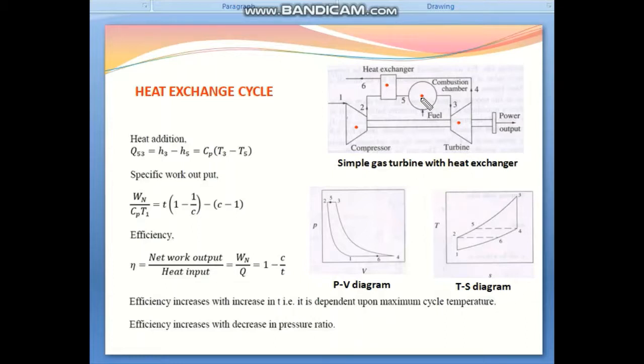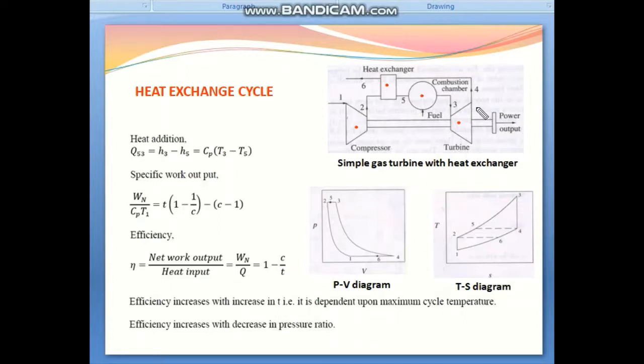Then this combustion product flows through the turbine, that means 3 to 4. This 3 to 4 is the adiabatic expansion process. In the TS diagram, you can see 3 to 4 is a constant entropy process.